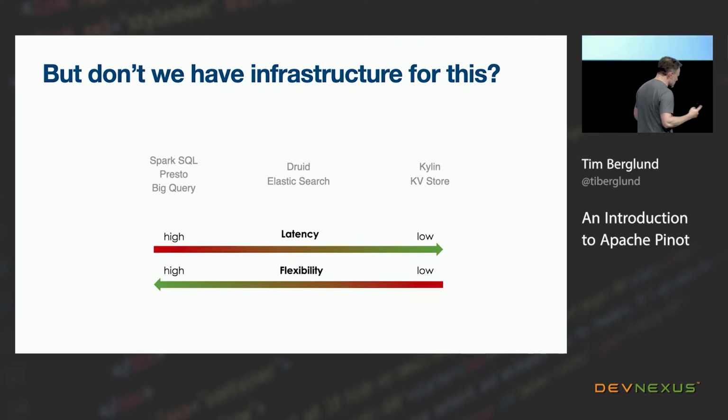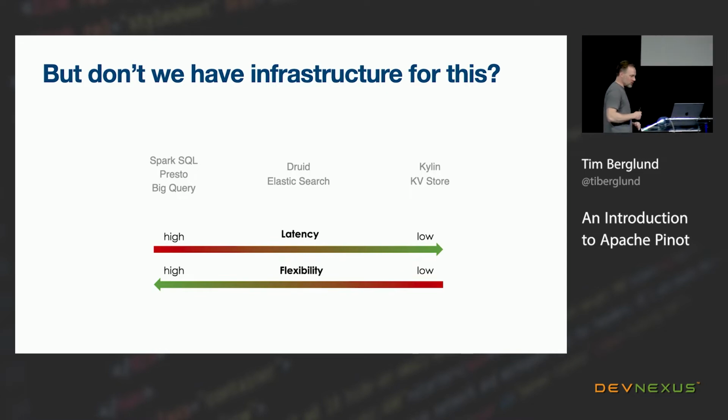We could just kind of look at our options. I've said that the data warehouse things, Spark SQL, Presto, BigQuery, Snowflake, all those guys are high in latency, certainly very high in flexibility.